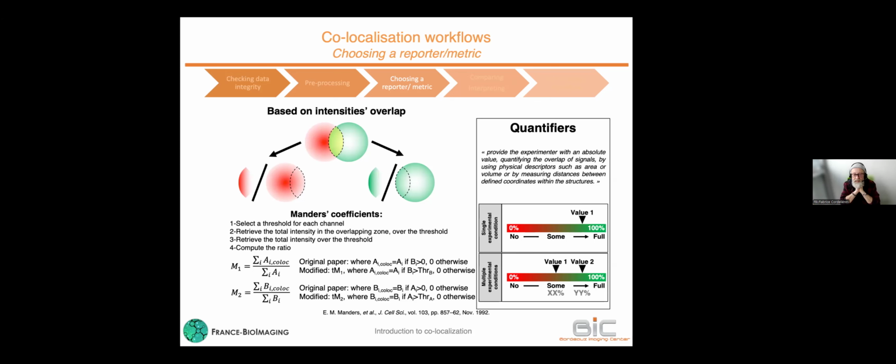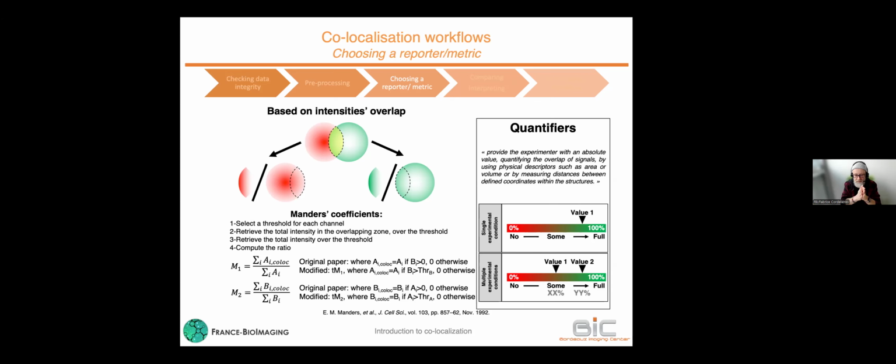Well, now we've seen an indicator. Let's have a look at the quantifiers. With quantifiers, I only need a single experimental condition to draw conclusions, and it directly gives me some hints about the amount of signal or the amount of physical overlap that I've got between the two signals.